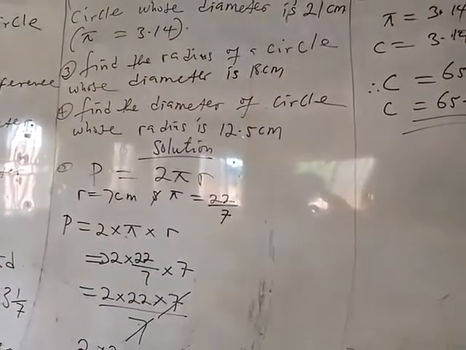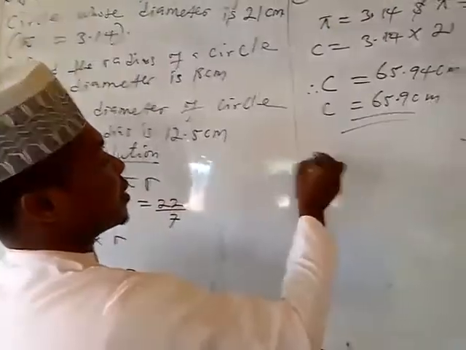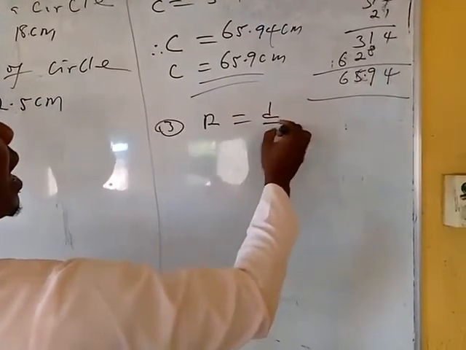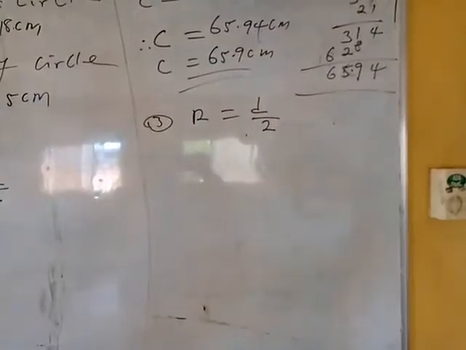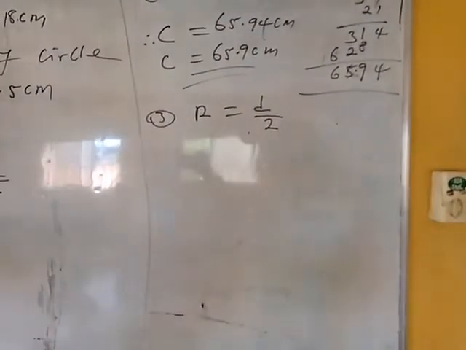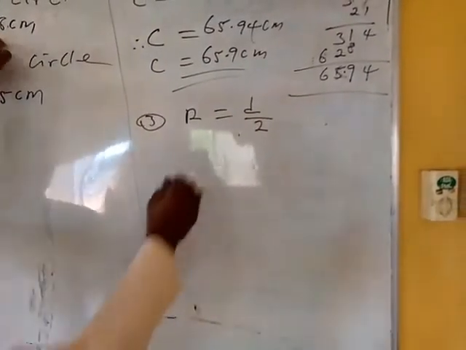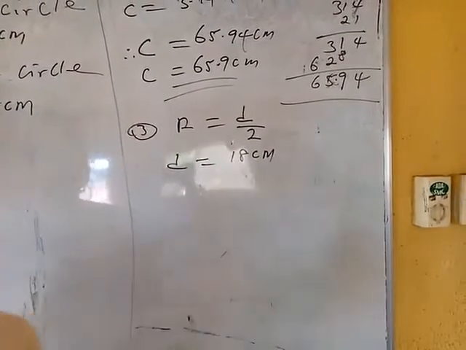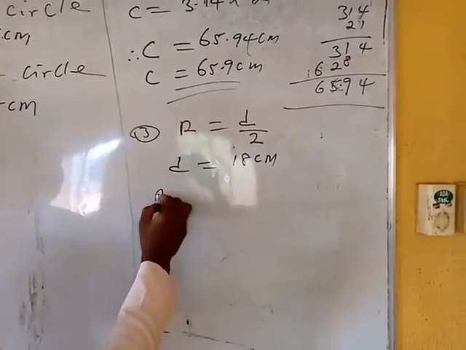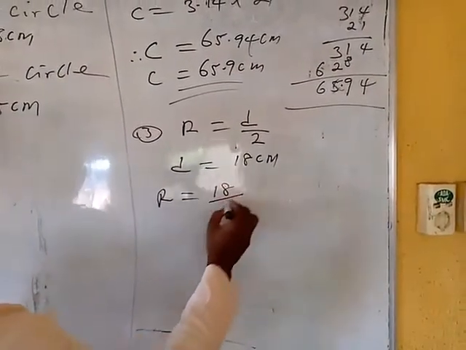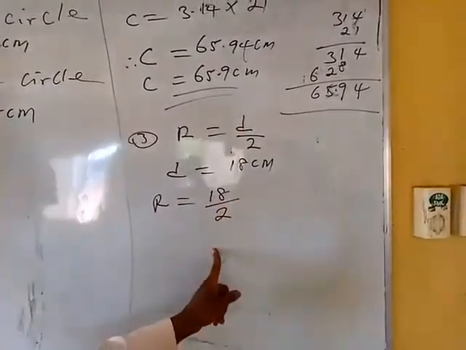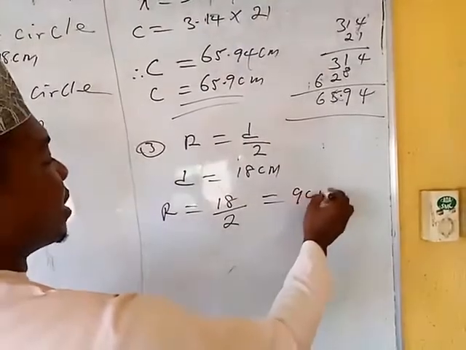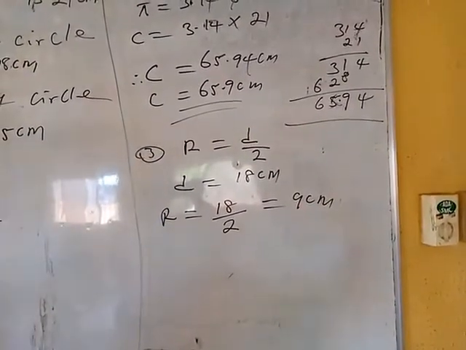This one is very simple. So radius R is equal to D over 2. But D is given as 18 centimeter. So R now is equal to 18 over 2. Divide the value of D by 2, you get your R, which is equal to 9 centimeter. That is all. The radius is 9 centimeter.